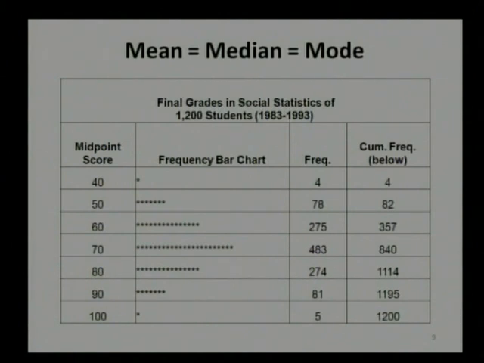Let us have an example. This example is for final grades in social statistics of 1200 students during 1983 to 1993. In the first column, midpoint scores are given, which are 40 up to 100, and for our convenience I have included the frequency bar chart here. After that, in the subsequent two columns you can see the frequency and cumulative frequency.